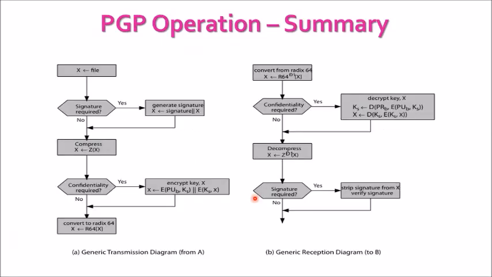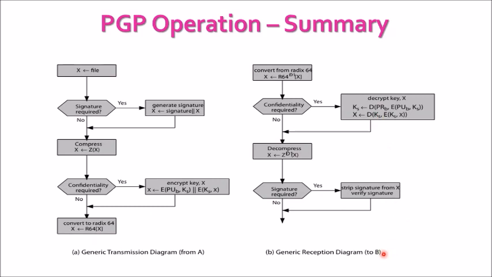This diagram illustrates the general operation of PGP and the relationship between the services discussed. On transmission, if it is required, a signature is generated using a hash code of the uncompressed plain text. Then the plain text plus signature is compressed. Next, if confidentiality is required, the block, which is compressed plain text or compressed signature plus plain text, is encrypted and prepended with the public-key encrypted symmetric encryption key. Finally, the entire block is converted to radix 64 format.